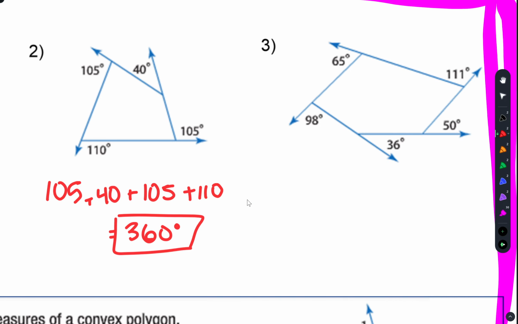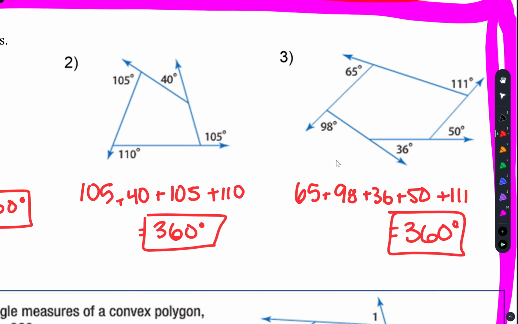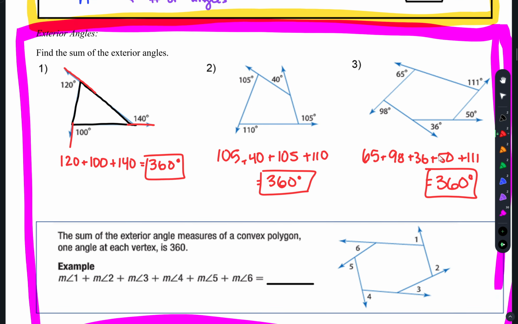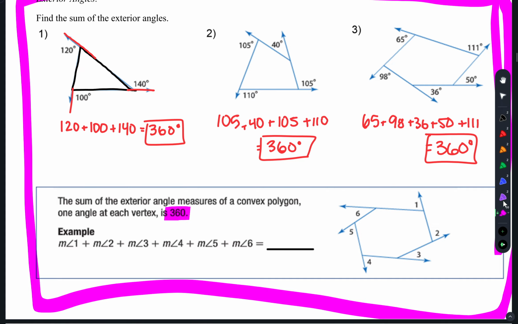Okay. What about number 3? That's a pentagon. It's got 5 sides, I think. Yep, 5 sides. I add 65 plus 98 plus 36 plus 50 plus 111. Hey, guess what? It also gets us 360. So what do we think our pattern is? Well, our pattern is that when I add up the exterior angles of any shape, no matter how many sides it has, how big or small it is, it's always going to add up to 360. 360 is like our magic number for exterior angles. Okay, no matter what we do.